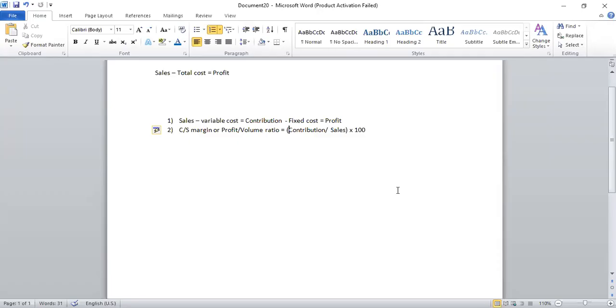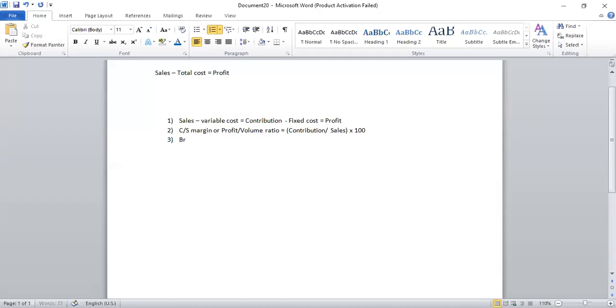So we are so used to this term called PV ratio, but we do not see that in ACCA material. It is referred to as the contribution by sales margin ratio. If sales is the base, sales is 100%, what is the percentage of contribution? That's the logic. So contribution into 100 by sales. Now this will become the base for further decision making.